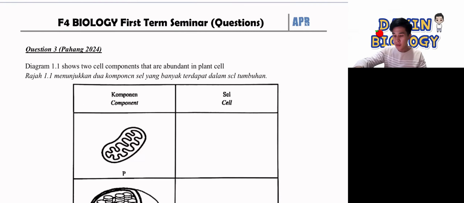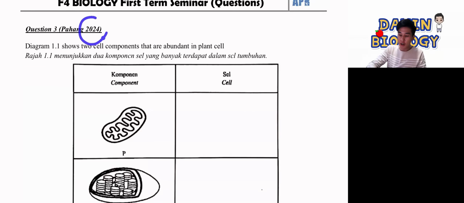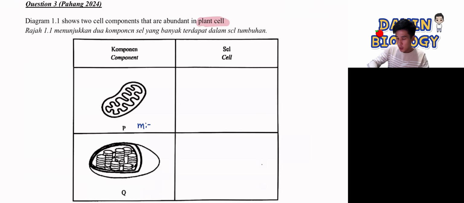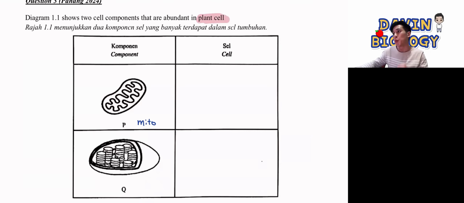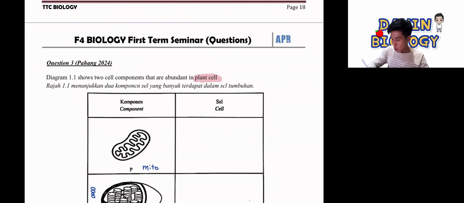All right, let's look at this question. You can see here I will do a lot of these kinds of trial questions. This is also an actual trial question they ask. Diagram 1 shows 2 cell components that are abundant in a plant cell. We already know this is mitochondria, quite obvious. What about Q? Q is oval shape also, but you can see inside is completely different. This one, mitochondria, inside is curly like that. This one has a lot of things stacking up. This is page number 19, question 3.